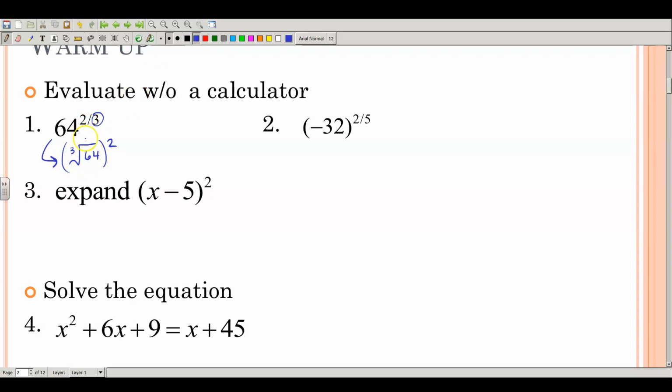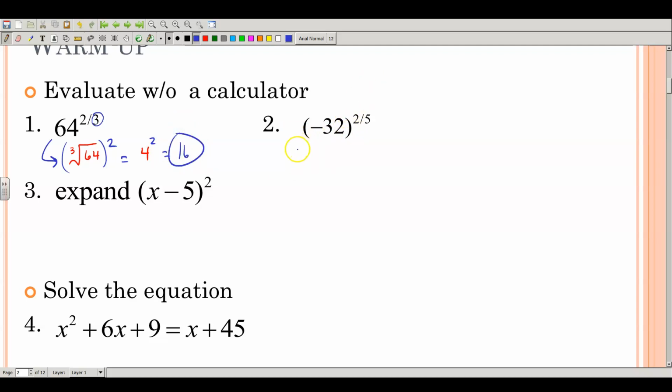So now we can think about what is the cube root of 64. Well, the cube root of 64 is 4. So therefore this equals 4. Right? Well, that number is then still squared. So 4 squared is 16.